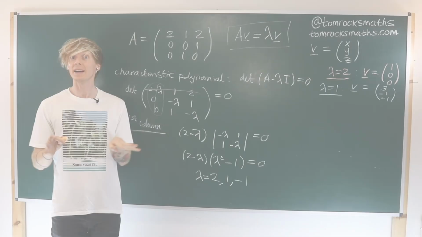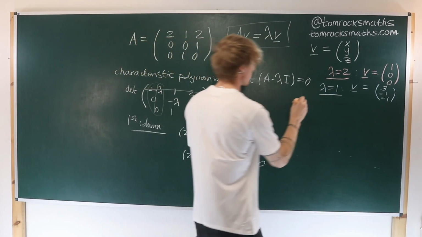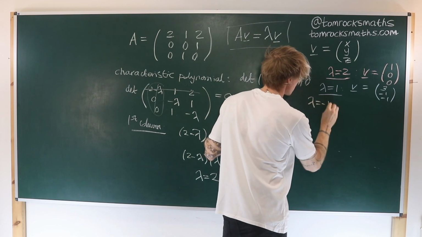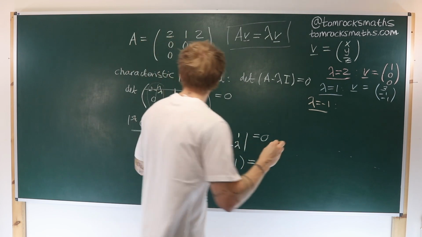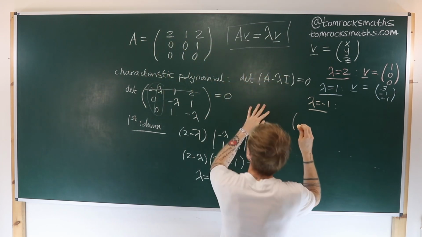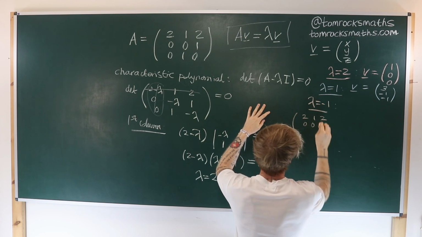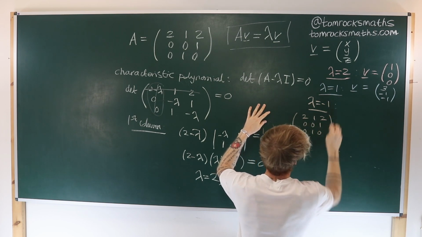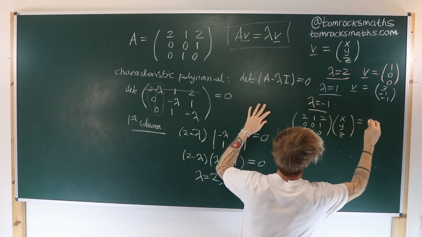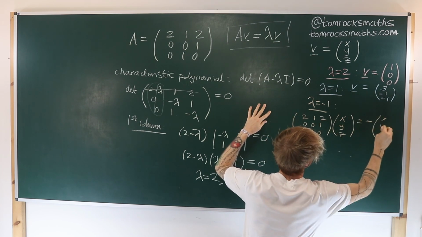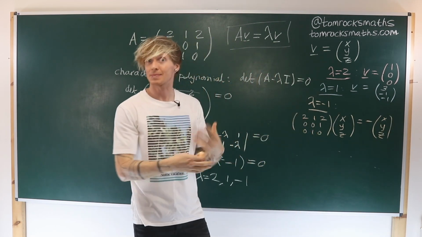which corresponds to the eigenvalue of lambda equal to 1. Finally, for our third eigenvalue when lambda is minus 1, we again substitute into our original equation, and we're going to have to solve 2, 1, 2, 0, 0, 1, 0, 1, 0 times x, y, z equals minus x, y, z. Again, we expand this out.